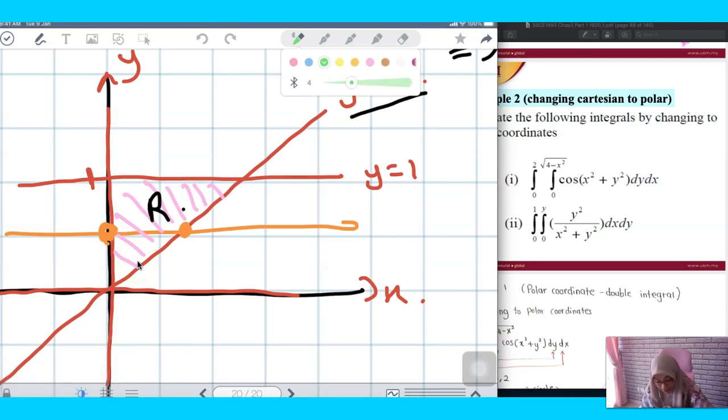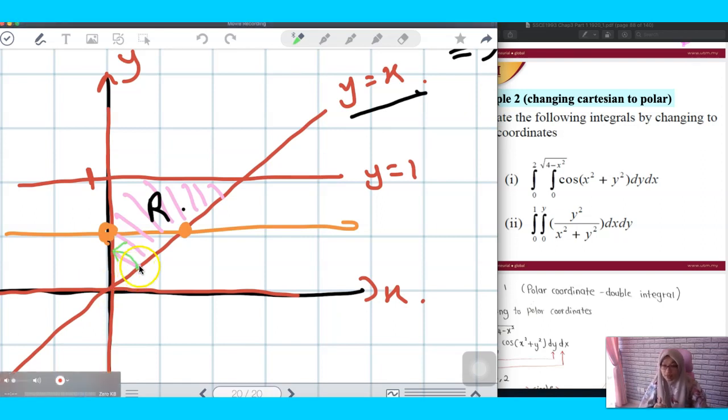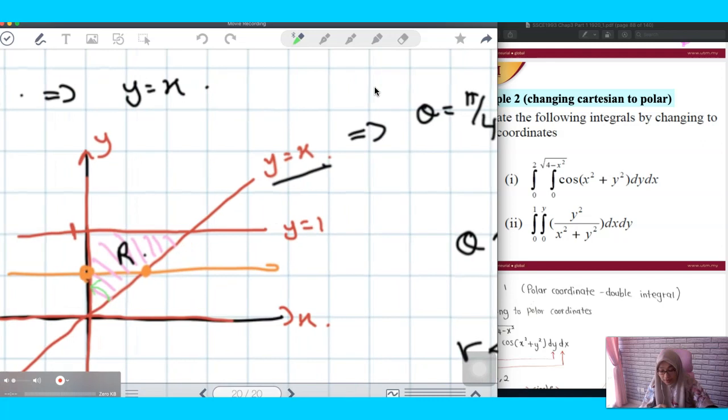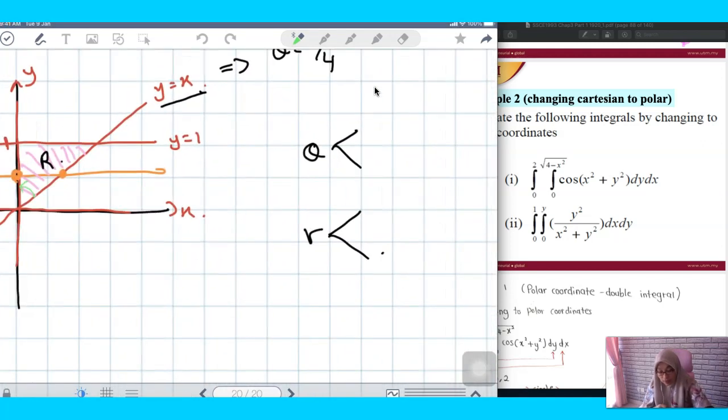your angle here is, which part of your region is here, right? So this is not 0. What is the angle that you can have here? It is part of the straight line that you have, which is y equal to x. So what is the value of theta for this line? We know that that one is theta equal to pi over 4. So your smallest angle here is 45 degrees or pi over 4.